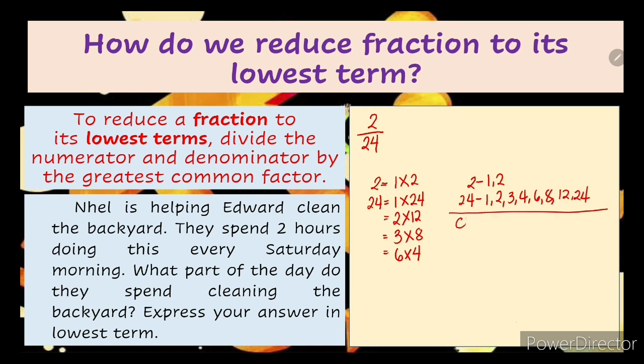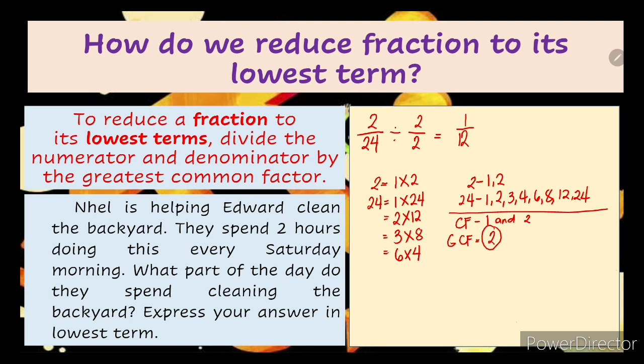Now, let us find the common factors. The common factors are 1 and 2, and our GCF is 2. So, ibig sabihin, i-divide natin yung fraction natin kay 2 since yun ang ating GCF. Now, let's divide. 2 divided by 2 is 1. 24 divided by 2 is 12. So, 2 all over 24.